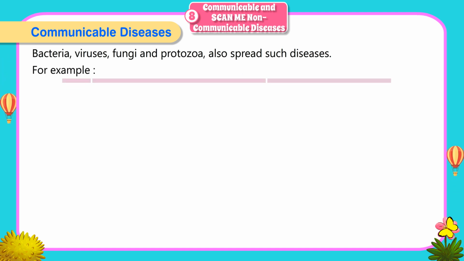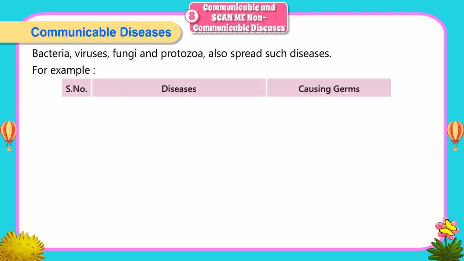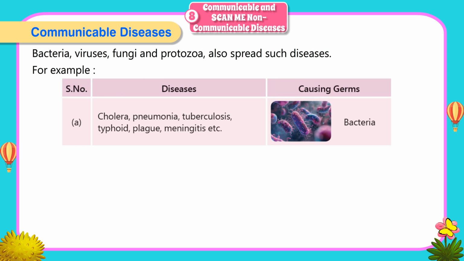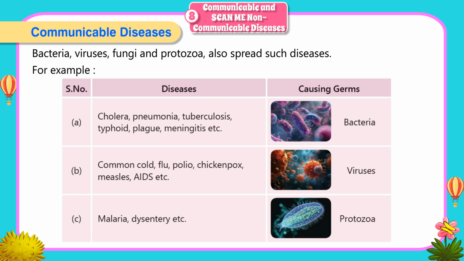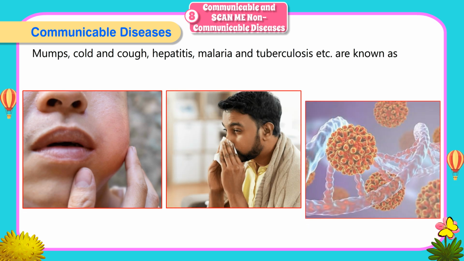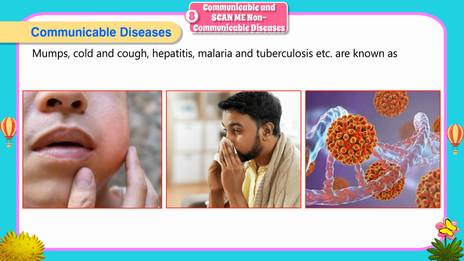For example, serial number, diseases, causing germs. A. Cholera, pneumonia, tuberculosis, typhoid, plague, meningitis, etc. Bacteria. B. Common cold, flu, polio, chickenpox, measles, AIDS, etc. Viruses. C. Malaria, dysentery, etc. Protozoa. Mumps, cold and cough, hepatitis, malaria and tuberculosis, etc. are known as communicable diseases.